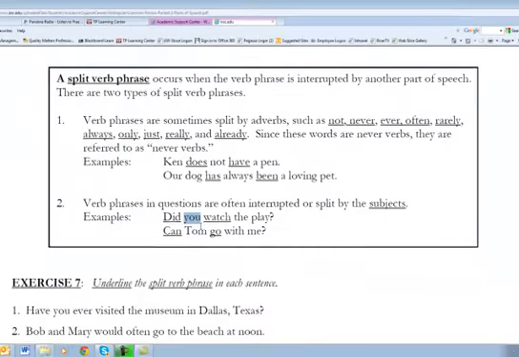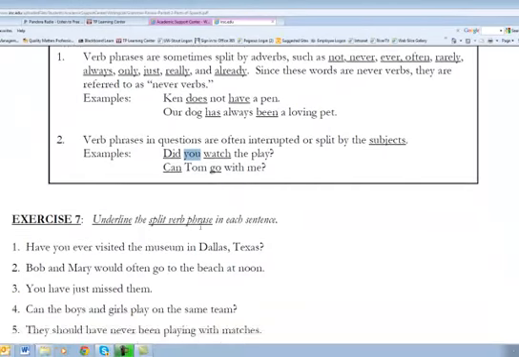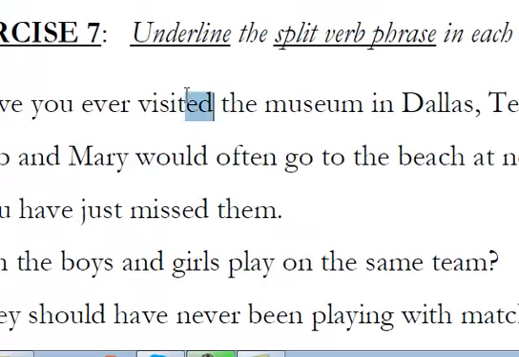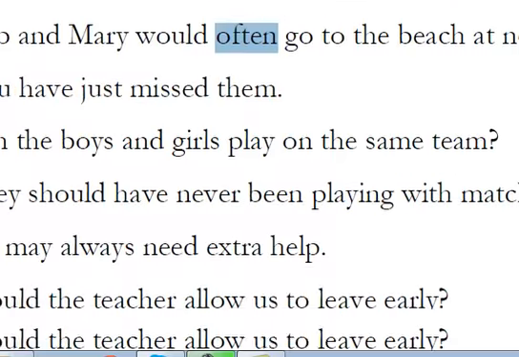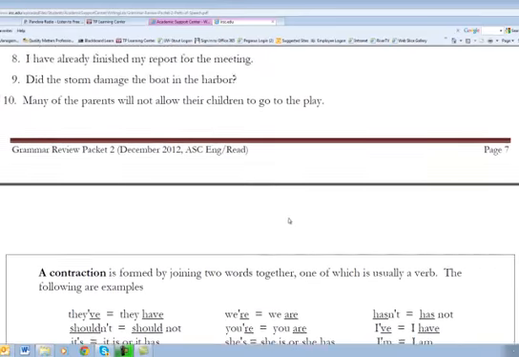Take some time to practice those things. The demonstration video will also help you with this skill. What you will notice is that you will get into the habit of looking for your verbs such as have and visited, and then you'll see that this one is split by a subject and an adverb. Would go. So Bob and Mary would often go. What would they do? They would go. Often is an adverb that specifies when.